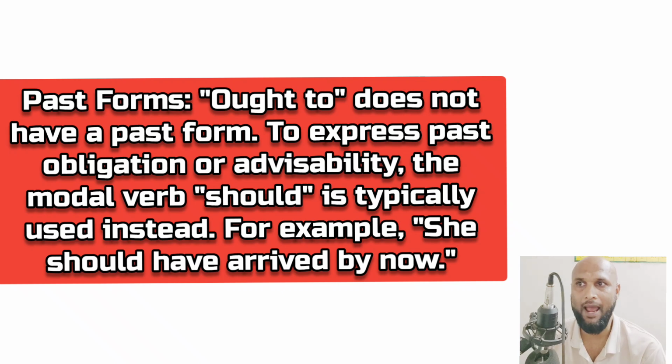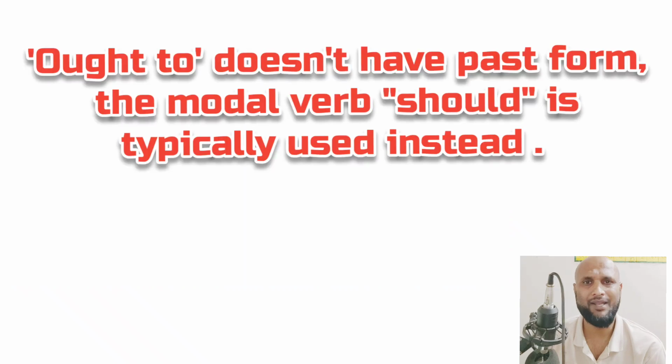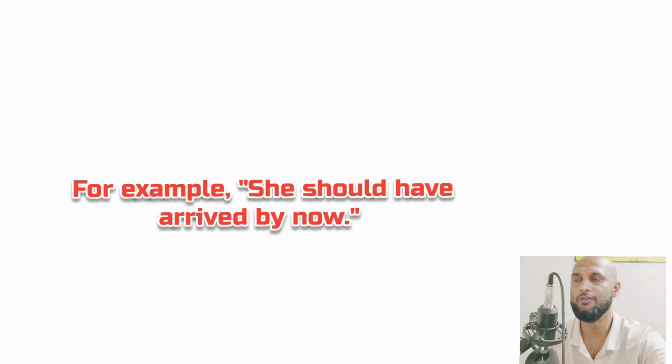Now, ought to does not have any past form. To express past obligation or advisability, the modal verb should is typically used instead. All right. So basically, ought to has the same usage as should. If you want to use it for past obligation or advisability, you can make use of should. For example, she should have arrived by now. All right. We don't have any past form for ought to.